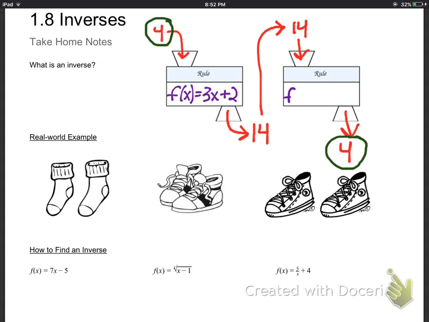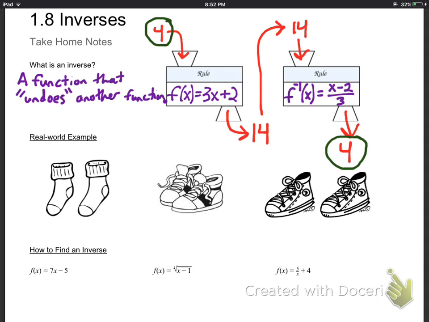Okay, so a good definition of an inverse is it's a function that undoes another function. My function on the right there, the f with the little -1, that's not actually a power, it's just a notation for an inverse, alright? That function on the right is the inverse of my first function, because it took the 14, the output, and it gave me 4, the input of the first function, okay?